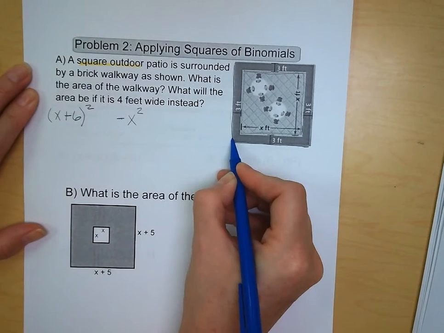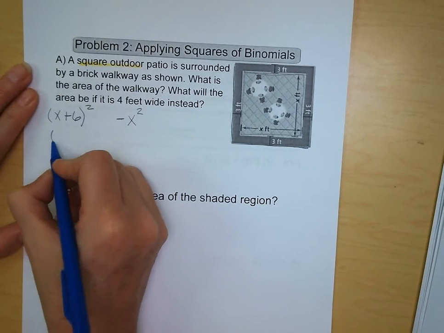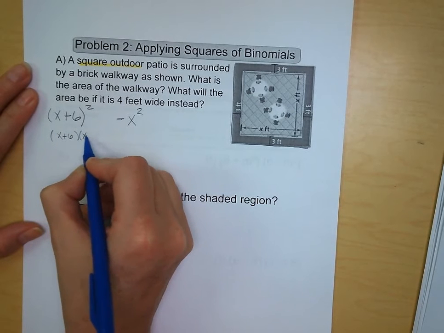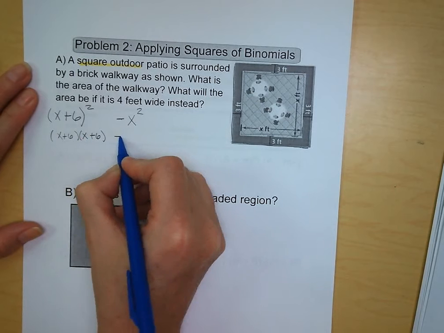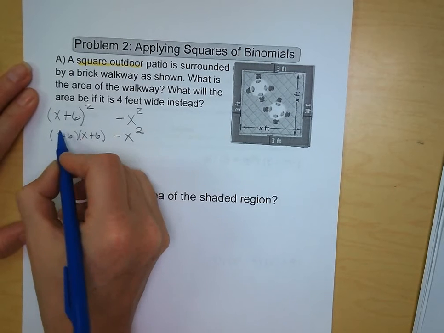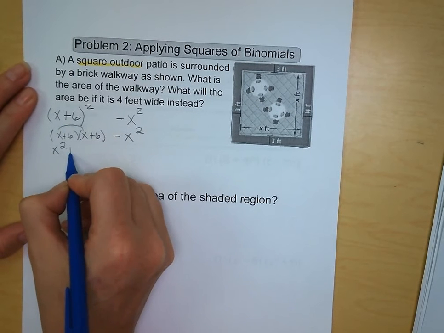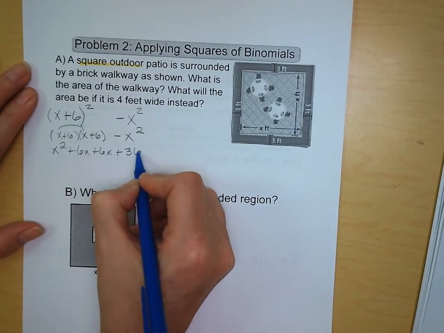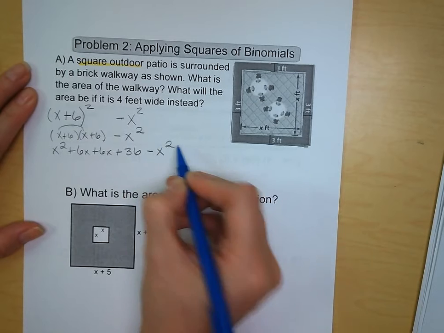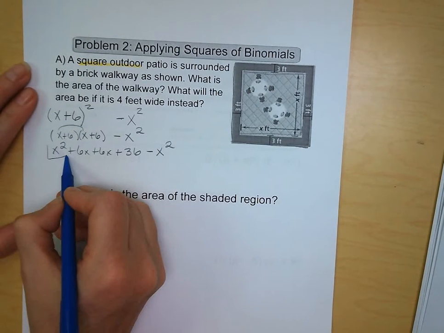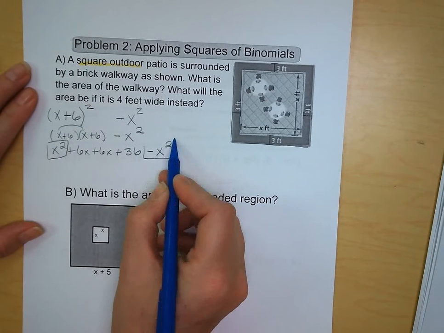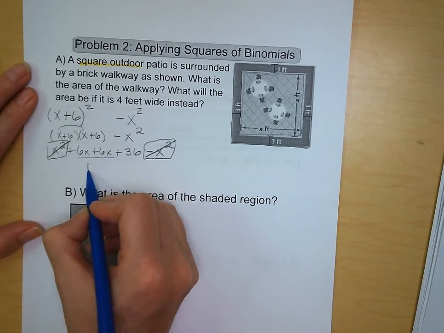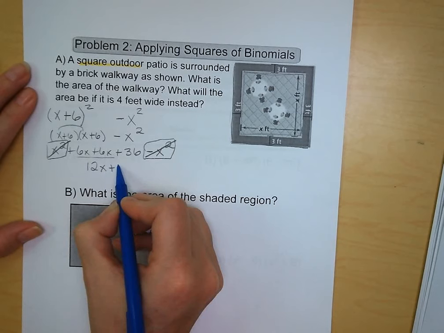All right, so we can FOIL that first term. We've got x plus 6 times x plus 6, and we're still subtracting that x squared. So we have x squared plus 6x plus 6x plus 36 minus x squared. We can combine like terms. We have an x squared and a minus x squared, so they're going to cancel out. And we have 6x plus 6x, which gives us 12x plus 36.